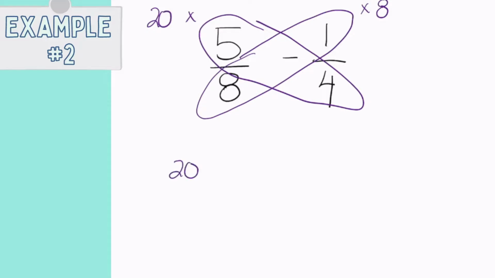So I'm going to rewrite everything. 20 subtract 8 over 32. I'll subtract the top numbers. So that's going to give us 12 over 32.